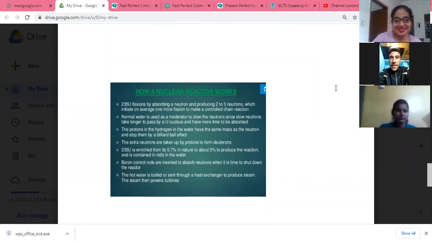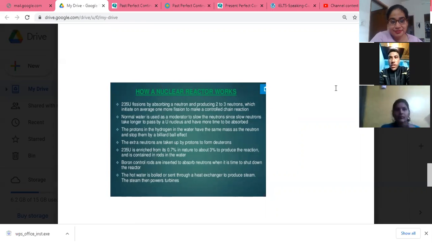How a nuclear reactor works. Uranium-235 undergoes fission by absorbing a neutron and producing 2 to 3 neutrons, which initiates on average one more fission to make a controlled chain reaction.